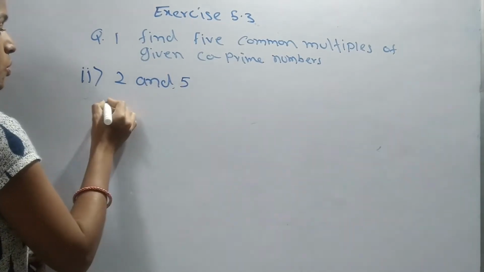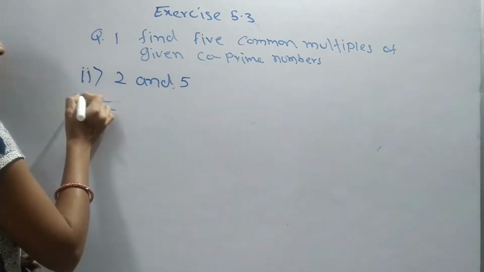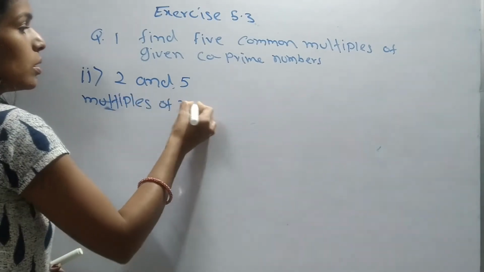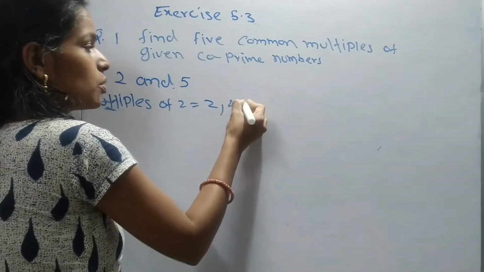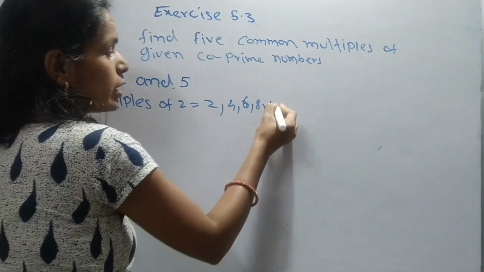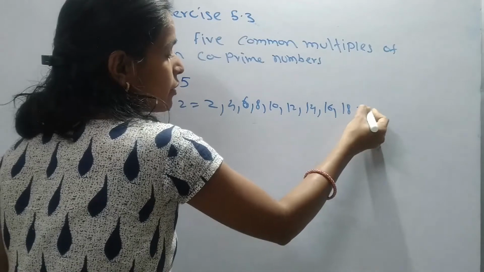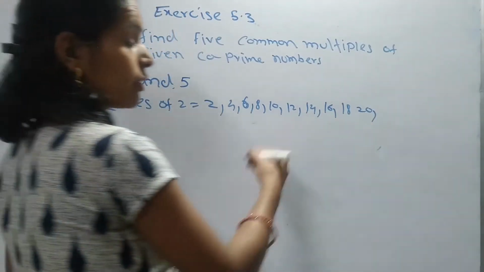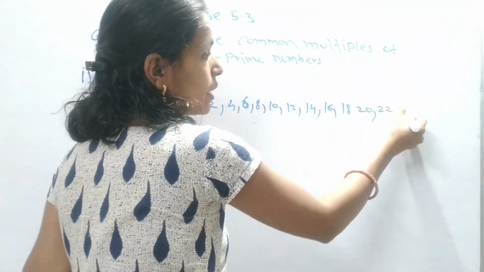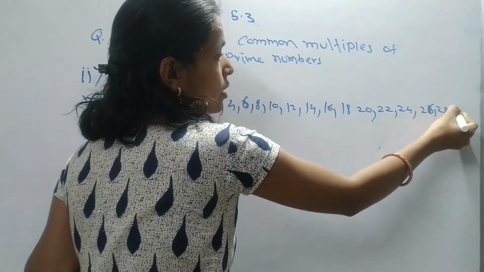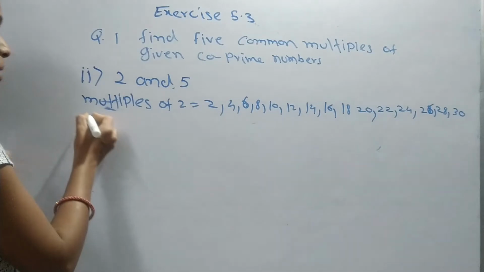So let's find the common multiples of 2 and 5 now. Multiples of 2, we know, are nothing but the table of 2. 2 ones are 2, 2 twos are 4, 2 threes are 6, 2 fours are 8, 2 fives are 10, 2 sixes are 12, 2 sevens are 14, 2 eights are 16, 2 nines are 18, 2 tens are 20. Further, 11 twos are 22, 12 twos are 24, 13 twos are 26, 28 and 30. These are the multiples of 2.